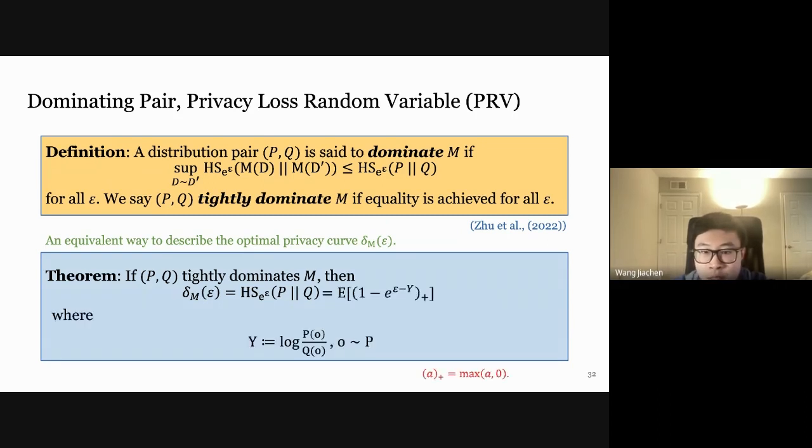And here is an equivalent expression for the hockey stick divergence. We can represent it by the expectation of the positive part of this term. By positive part, I mean if this term is negative, then we just replace it by 0, and if it's positive, then we just keep it as is. This expectation is with respect to this random variable Y, which is the log of the density ratio between P and Q, evaluated at a random draw from P.